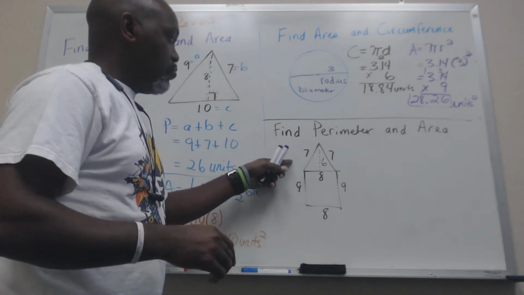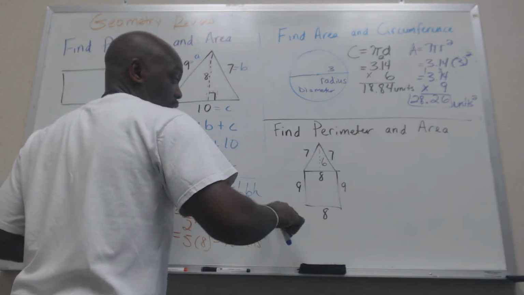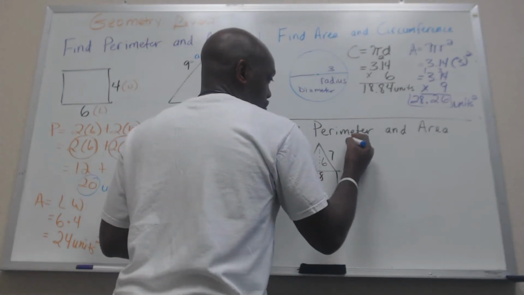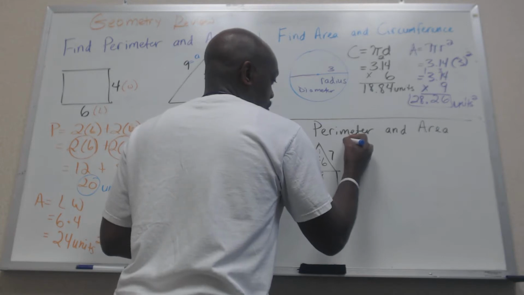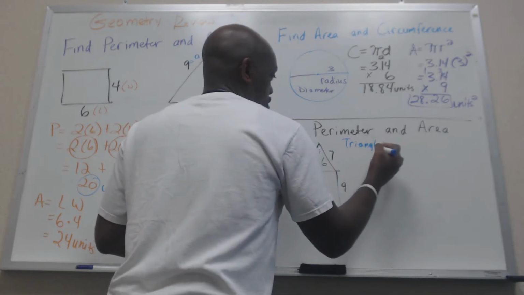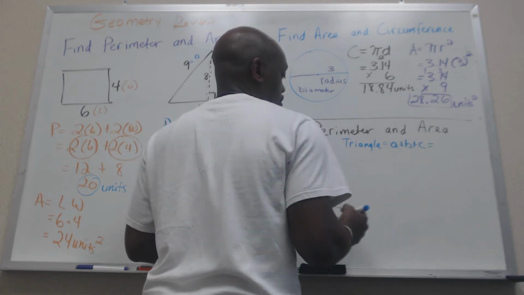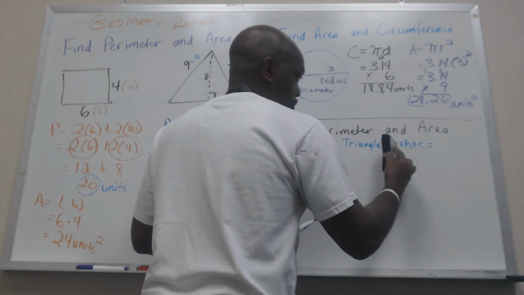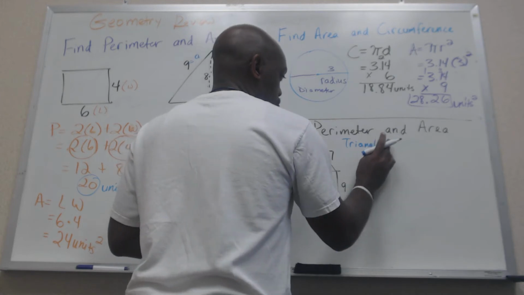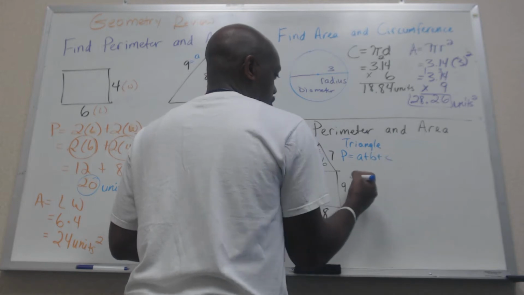Now let's say that we have two shapes. We have a triangle, and it looks like a square, but I wrote the numbers to make it a rectangle. So the first part is the triangle. The perimeter is going to be A plus B plus C, right? So the formula is P equals A plus B plus C, right?